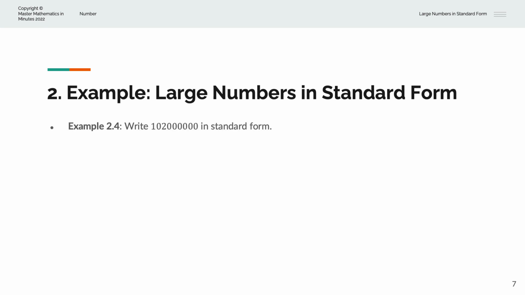In the fourth example, we're asked to write 102 million in standard form. So 102 million is equal to 1.02 times 10 to the power of 8. So 1.02 is between 1 and 10, and 8 is a positive integer. So this is in standard form. So if the decimal is between the digits 1 and 0, multiplying by 10 to the power of 8 is where we can move the decimal to the right by 8 digits. So we have 1, 2, 3, 4, 5, 6, 7, 8, giving us 102 million.